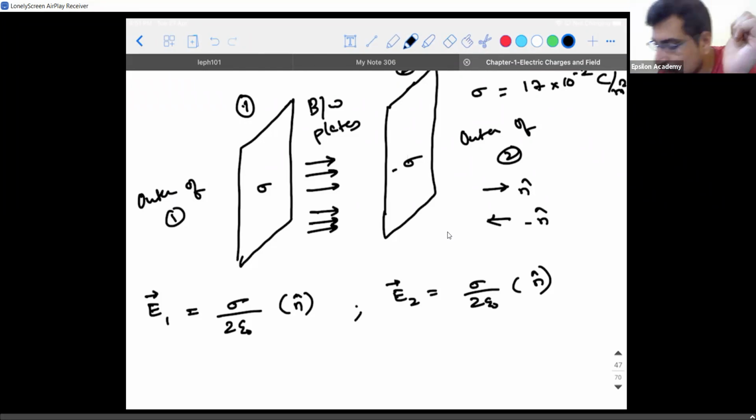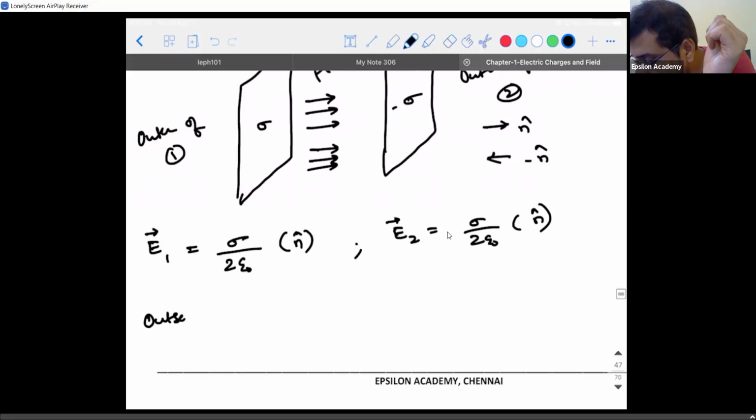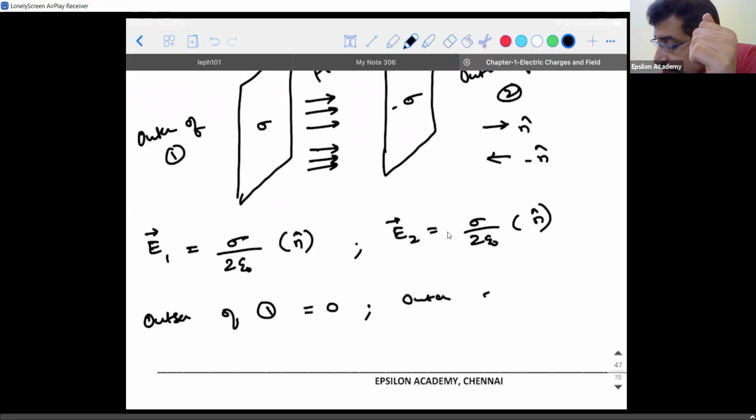Correct? So on the outer side of 1, what would have happened is the electric field due to the first and the electric field due to the second would have got cancelled. I can put it this way, that the electric field itself is not present at that point because the charges are present inside. So on the outer side of 1, the electric field is 0. Similarly, on the outer side of 2, the electric field is still 0.